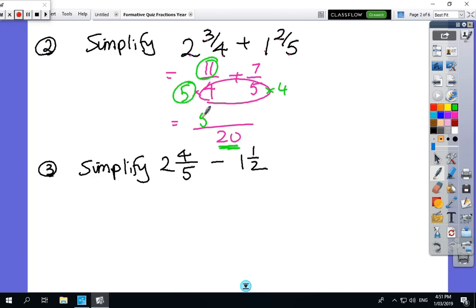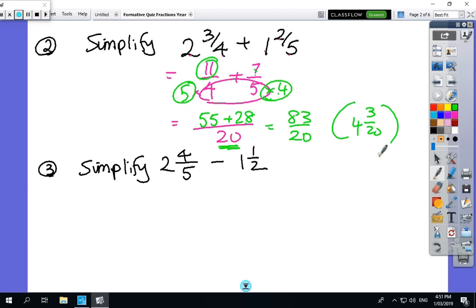So 5 11s are 55, and the plus sign. Whatever you do to the bottom, you do to the top. So 4 7s are 28, and so 70, 80. So the answer is 83 over 20. You could have 4 and 3/20 as well.